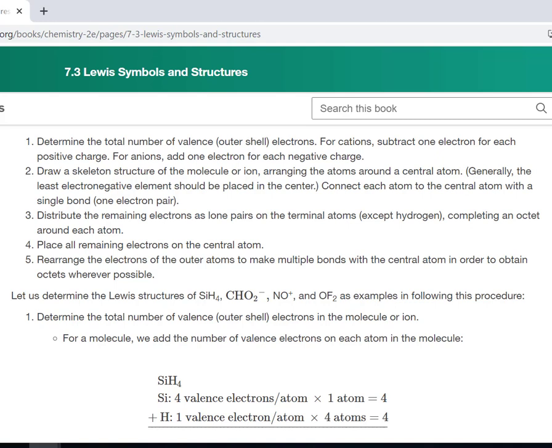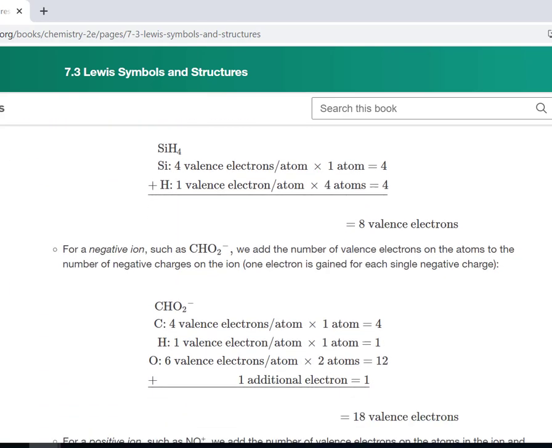And then we connect each of the other atoms to the central atom with a single bond. For now, we're assuming we have exactly one central atom. That is not always the case, but those even more complicated molecules are the subject of a later course. So for now, we'll assume 1 central atom.